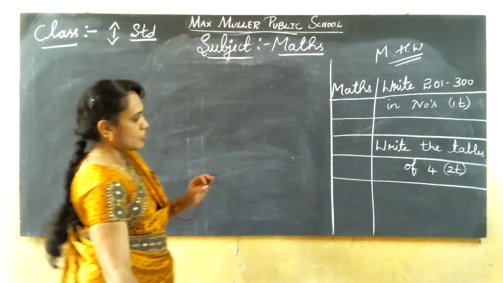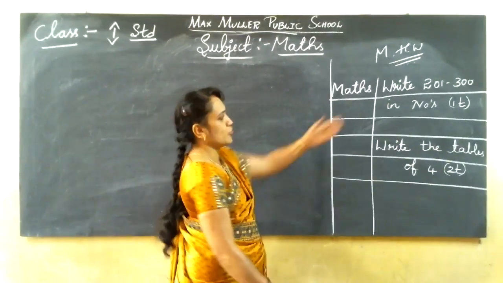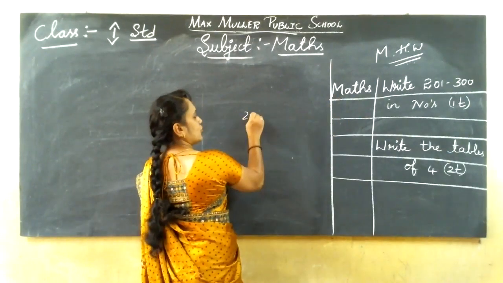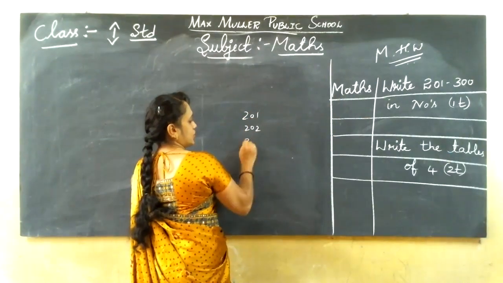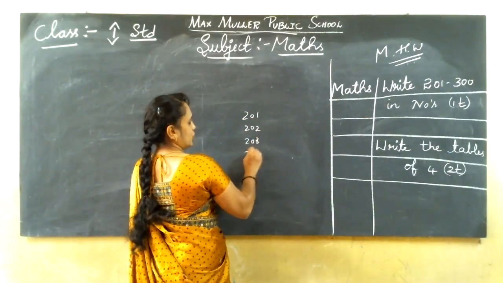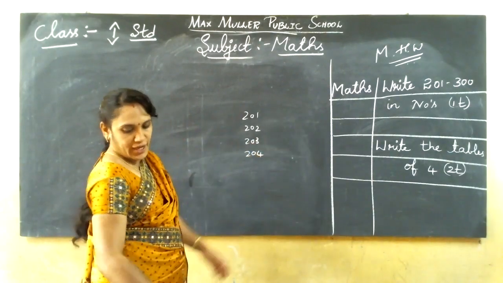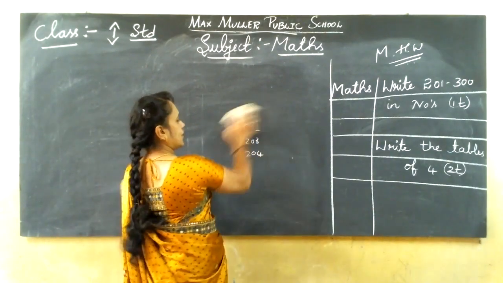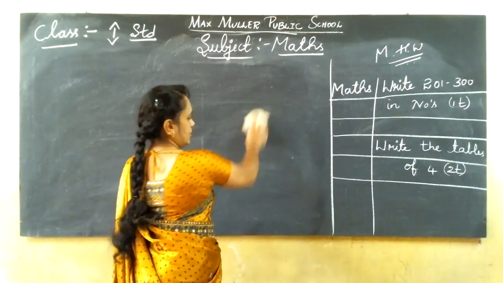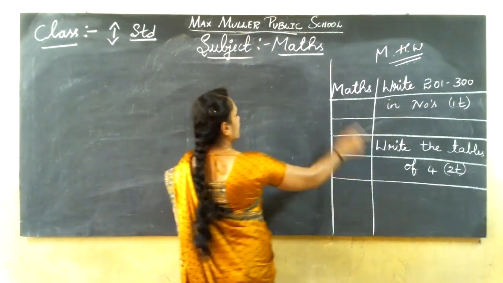Yes. So, homework sum, you know, 201, 202. I taught you in the bridge course classes, isn't it? 203, 204. Like that, 10 lines. You put the lines in your homework book neatly and write. Then, tables. The 4 tables is right.